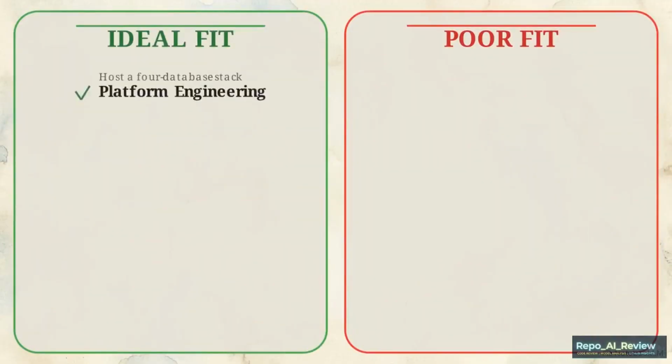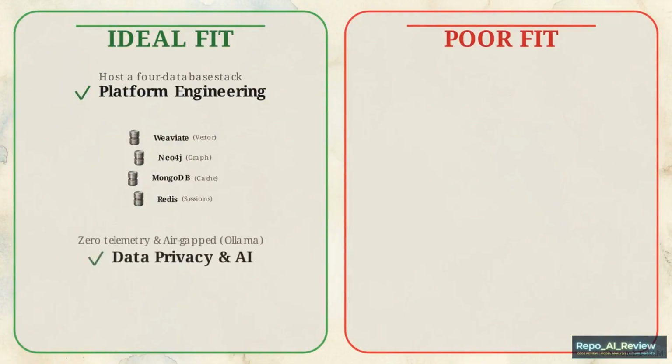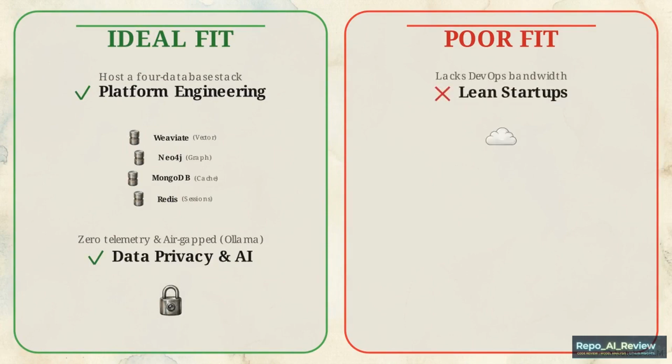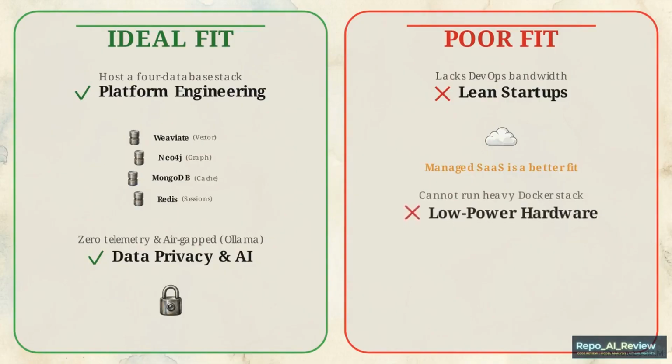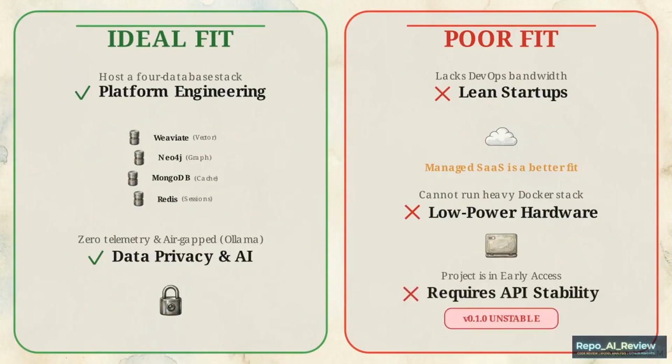The ideal user for this tool is a platform engineering team with the server resources required to host a 4-database stack. It is also a fit for teams already using AI-driven IDEs, who have strict requirements for data privacy and zero telemetry. Avoid this tool if you're a lean startup without DevOps bandwidth to manage local infrastructure. A managed SaaS is a better fit. Similarly, it isn't suitable for users on low-power hardware or teams needing absolute API stability right now.